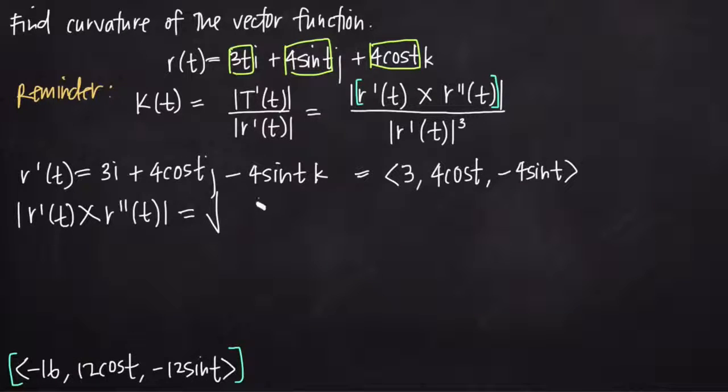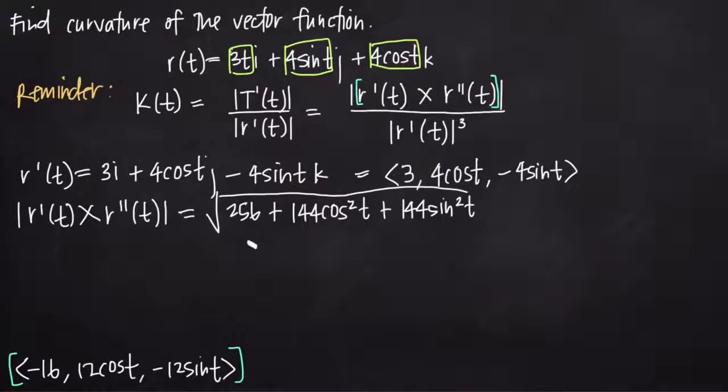So negative 16 squared is positive 256. Then we add to that the square of 12 cosine of t, so we get plus 144 cosine squared t. Then we add to that the square of negative 12 sine t. Well, when we square this, negative 12 times a negative 12 gives us a positive 144, and then sine squared of t. And we put that all under our square root sign like this.